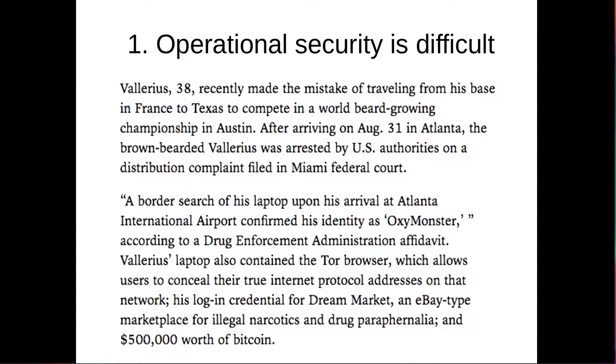And they looked at his laptop. It wasn't encrypted, so inside the laptop there was evidence that he is really this OxyMonster. There were login passwords, all the bitcoins. It was worth something like $500,000 then. I think it's something like $5 million these days. But all the evidence was there on his laptop.